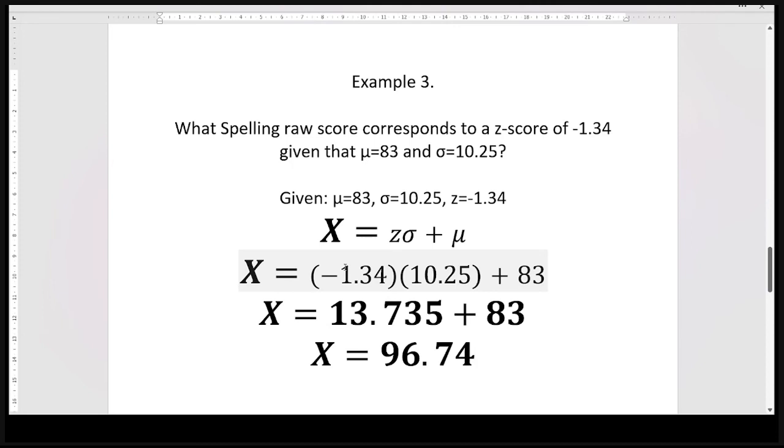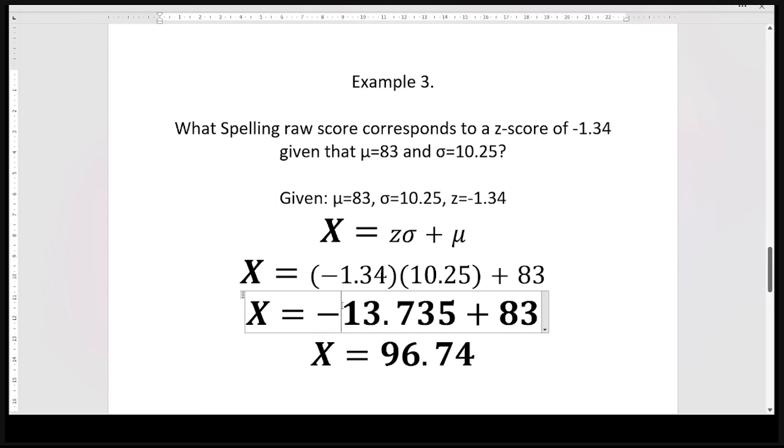It's here. Negative 1.34 times 10.25 is negative 13.735. And when we add that, we do subtraction: we have 83 minus 13.735. That's equal to 69.27. Now, the raw score is below the mean, 83. Thus, we can say now that we got the correct corresponding raw score of the given z-score.